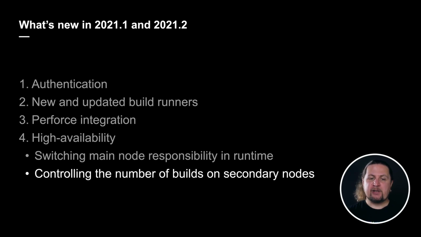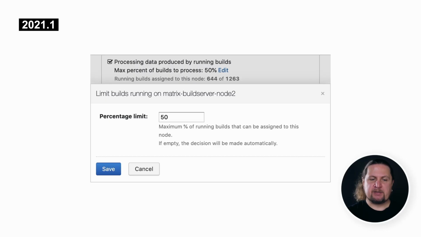One more high availability feature that was also added this year is the ability to control the number of builds on secondary nodes. Now you can define the share of builds that will be processed by each of the nodes, and just make sure that every server takes just the right amount of the build processing load and doesn't exceed its hardware capabilities.